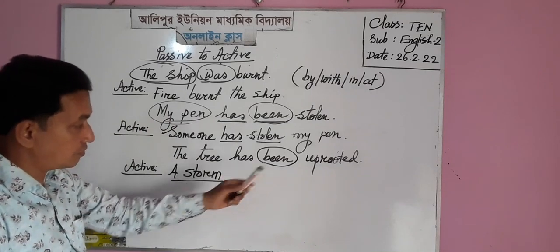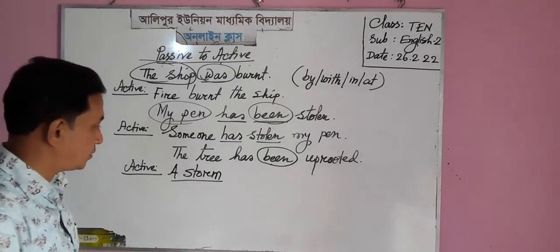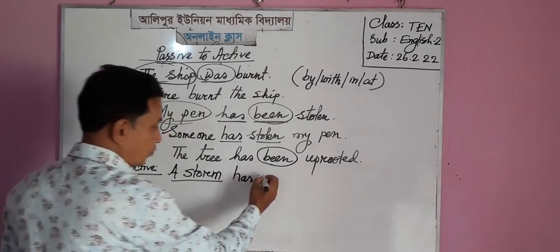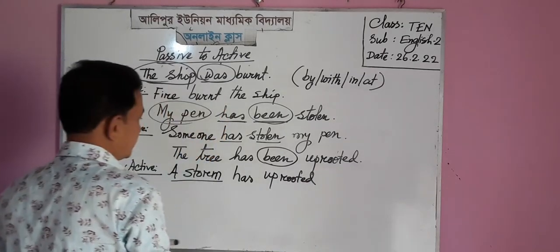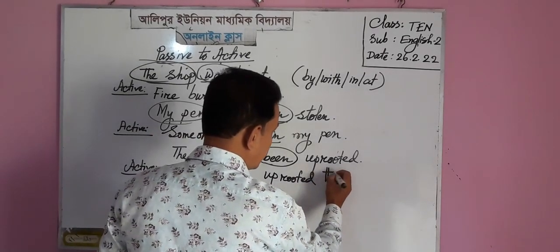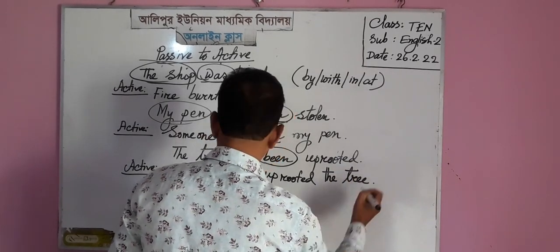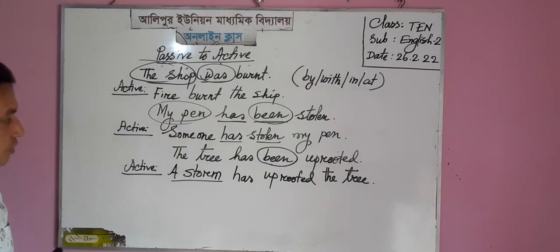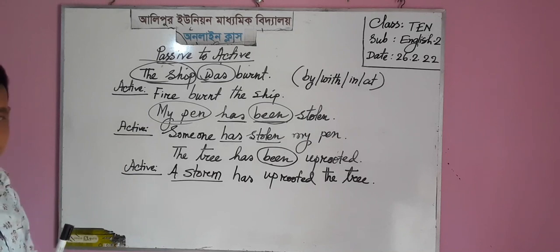Unnecessary auxiliary in active voice should be omitted. So a storm has uprooted the tree. The tree is here subject and it will be the object. A storm has uprooted the tree. This is the answer of this question. Dear students, these are some examples of passive to active.